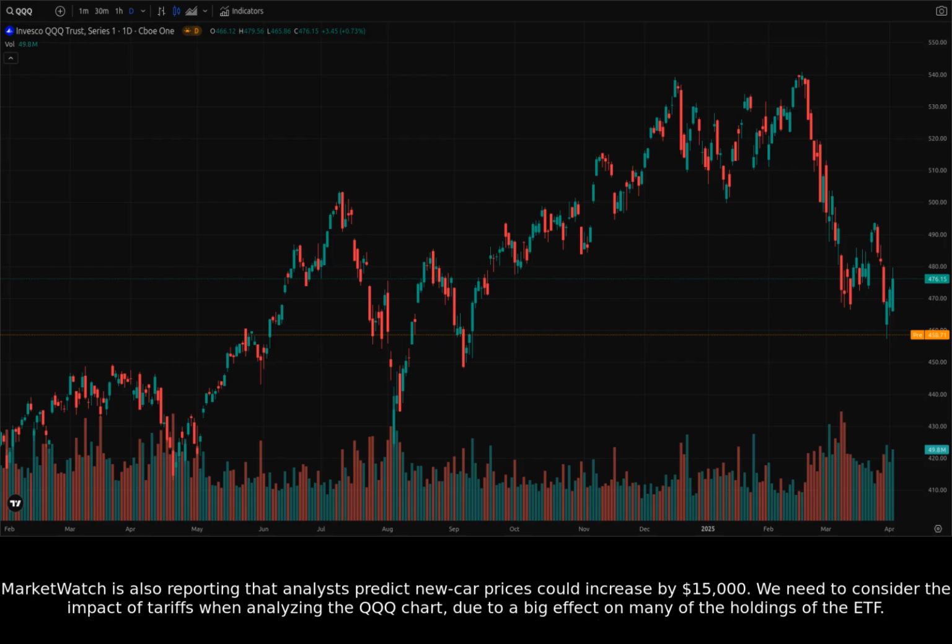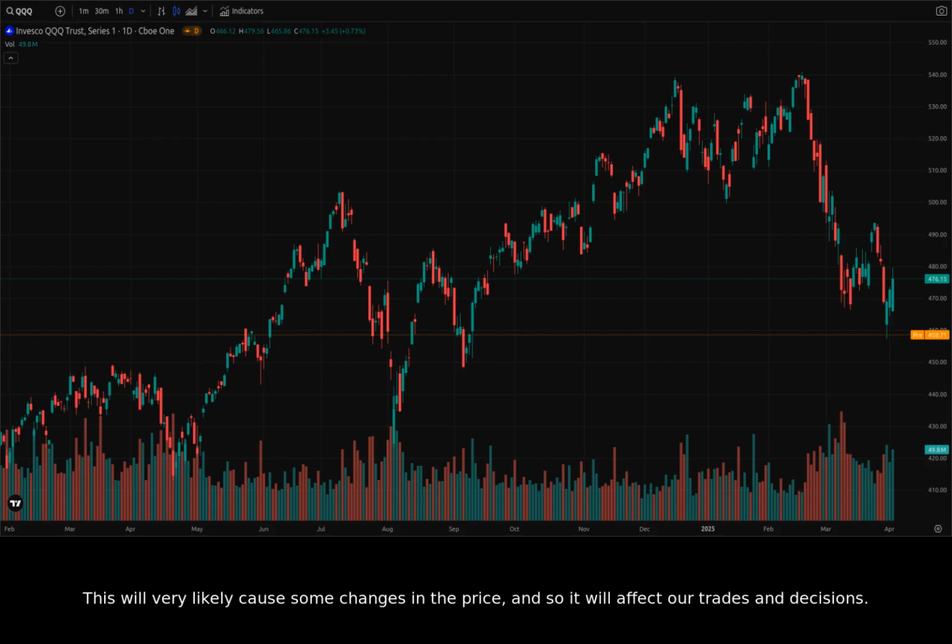MarketWatch is also reporting that analysts predict new car prices could increase by $15,000. We need to consider the impact of tariffs when analyzing the QQQ chart due to a big effect on many of the holdings of the ETF. This will very likely cause some changes in the price, and so it will affect our trades and decisions. Now, let's switch to the charts and see how this news is reflected in the price action.